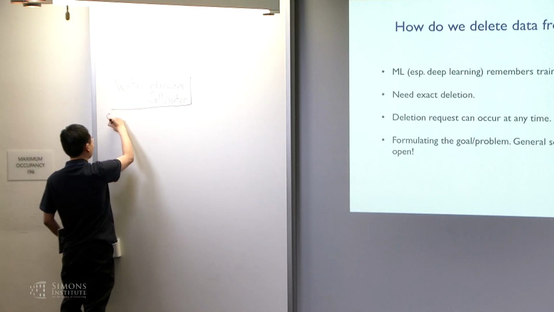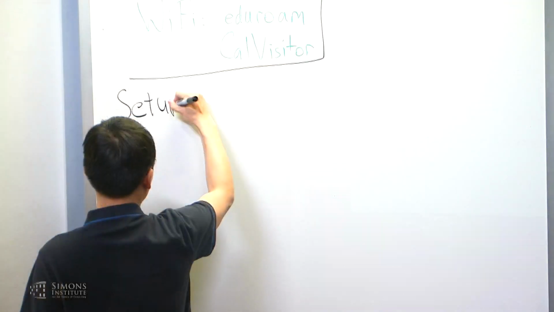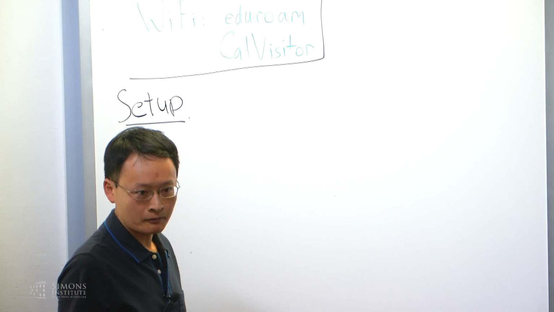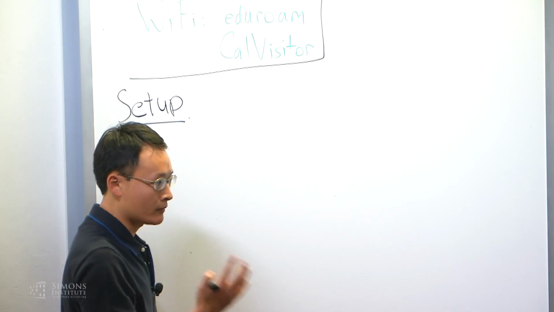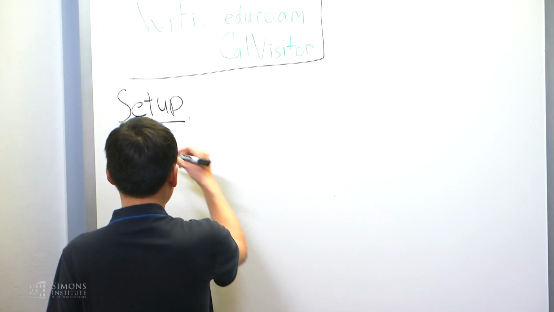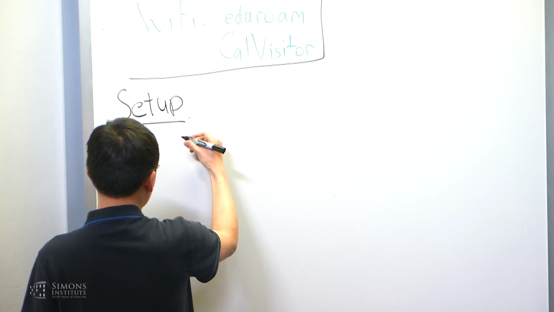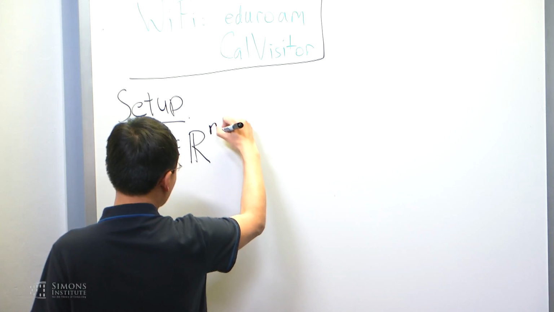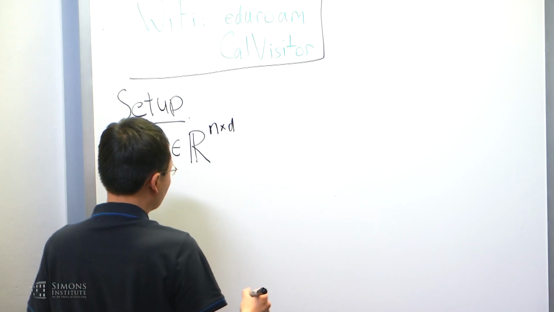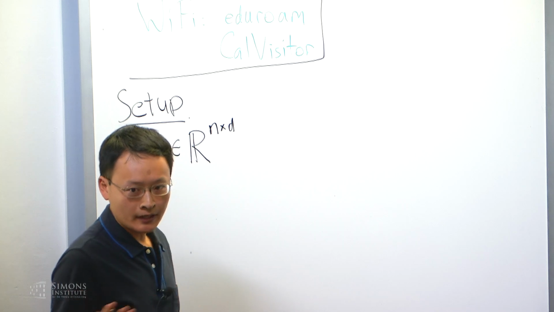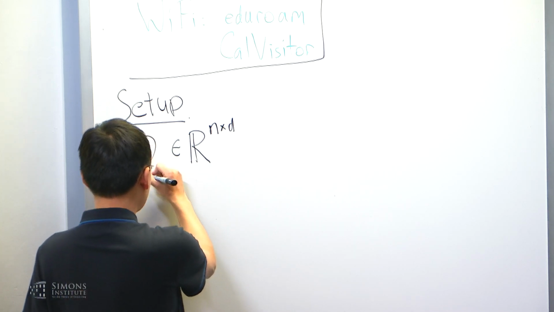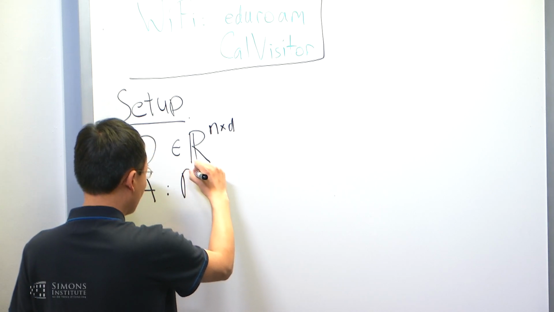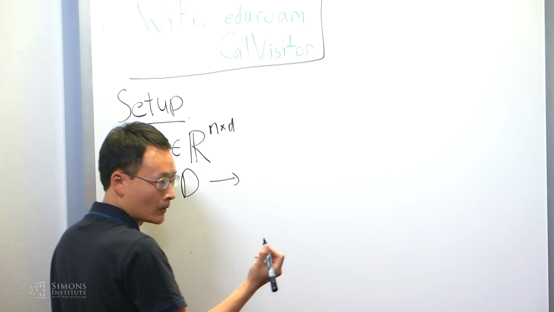Okay, so here's how we want to formulate the problem. You're given a public data set. You have a data set, and you have some learning algorithm. Think of your learning algorithm as some algorithm that takes your data set into a model.